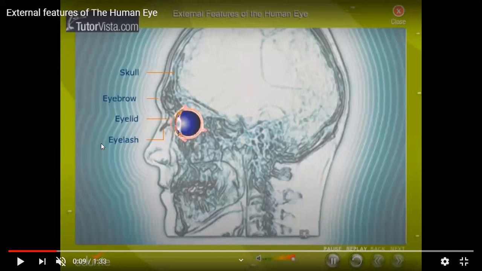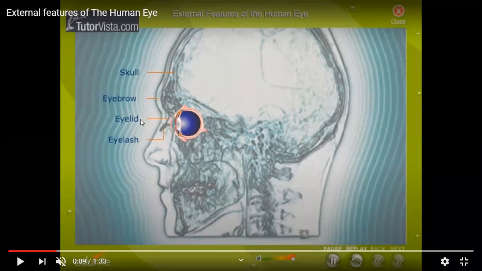The eyebrow has hairs which prevent the percolation of the sweat which is coming from our forehead area, so it cannot enter the eye. Instead, that sweat is coming and it is getting stuck by this eyebrow. So the eyebrow is not letting the sweat or the raindrops enter your eye directly.